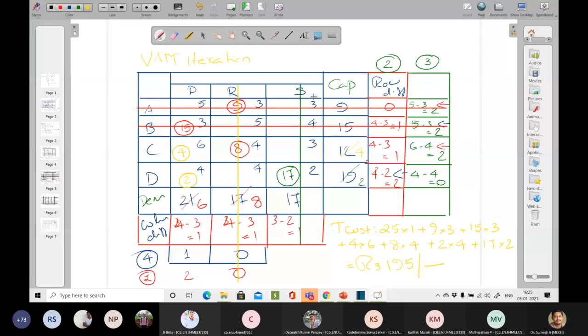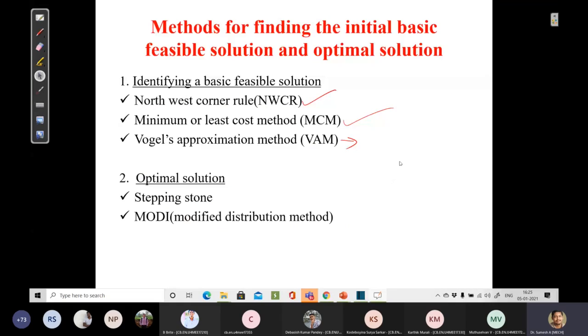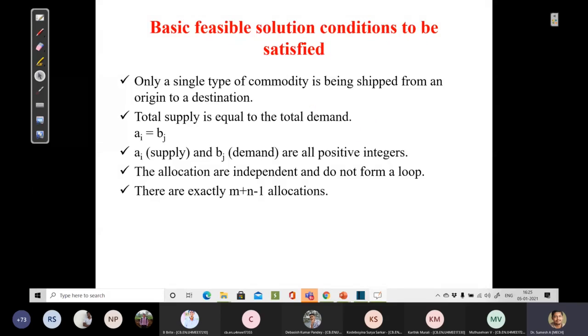We'll quickly go through the PowerPoint. So the three methods we have discussed are for the basic feasible solution. Conditions to be satisfied: only a single type of commodity is being shipped from an origin to a destination. Total supply equals demand. We have formulated the constraints also. So Ai is a supply and Bj is a demand, so sum of Ai equals sum of Bj. All are positive integers. The allocations are independent and do not form a loop. There are exactly m plus n minus 1 allocations.